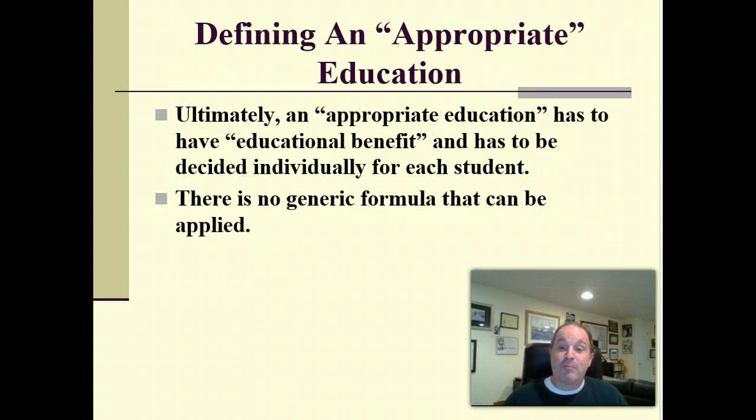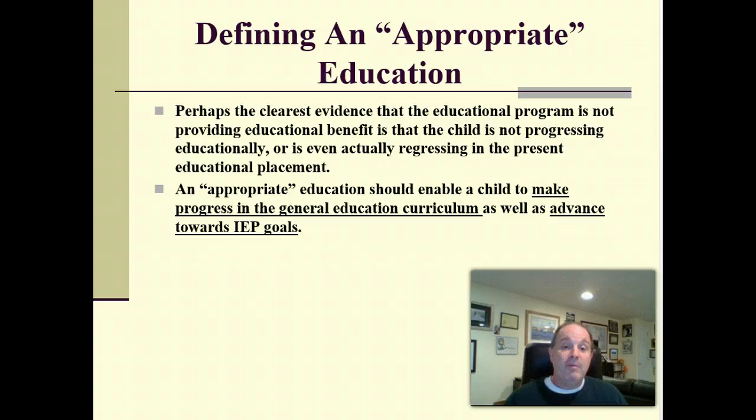So ultimately, an appropriate education has to have educational benefit and has to be individually tailored for each student. There's no generic formula that can be applied for what an appropriate education is for a child, and that's why there's so much disagreement in terms of what it means to provide an appropriate education. But perhaps the clearest evidence that an educational program is not providing educational benefit is that the child is not progressing educationally, or is even regressing in the present educational placement.